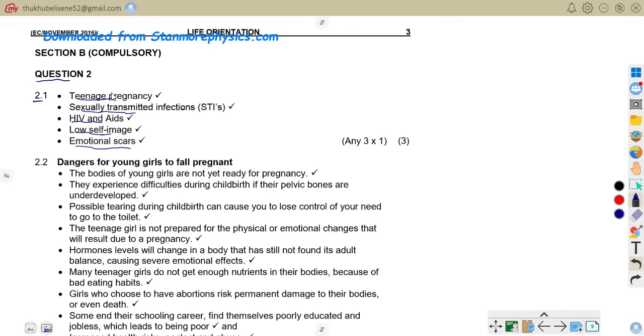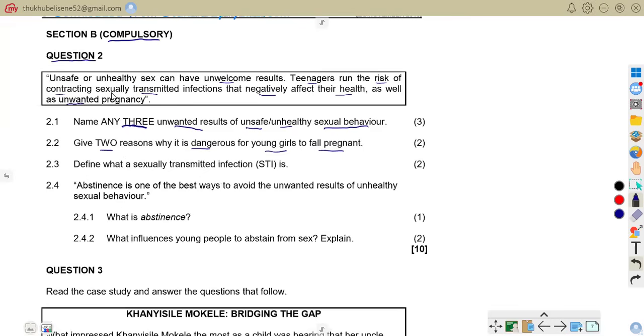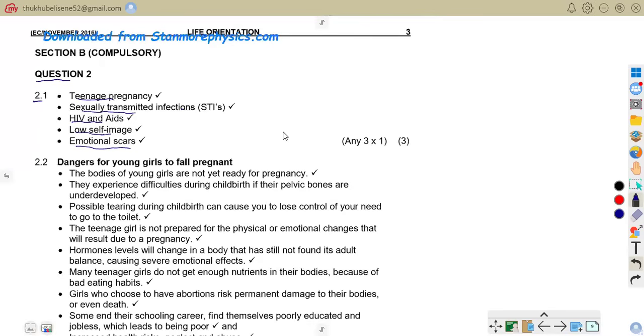So now let us go to 2.2. Give two reasons why it is dangerous for young girls to fall pregnant. Let us come to our answers. Here we are on our answers for 2.2, dangerous for young girls to fall pregnant.